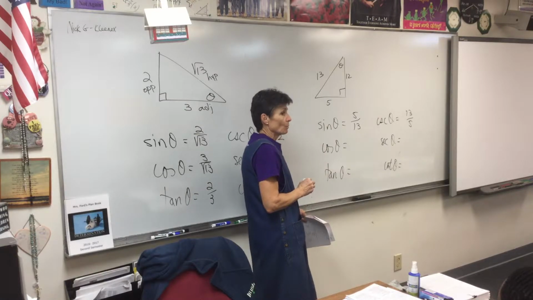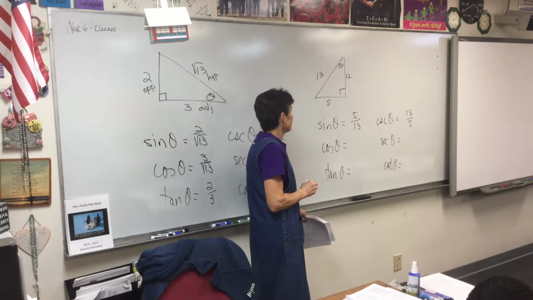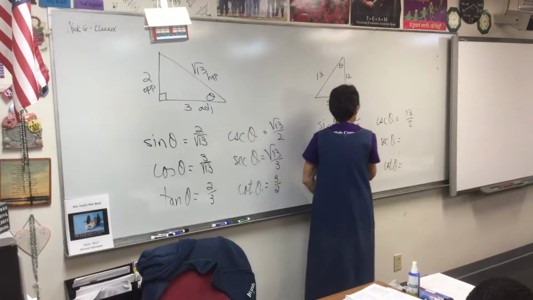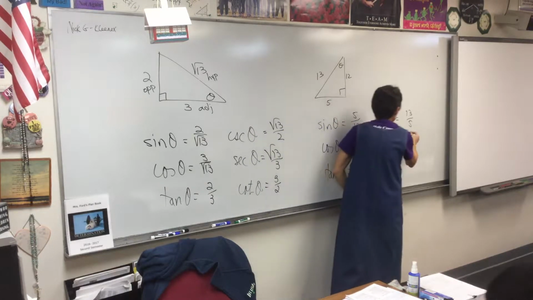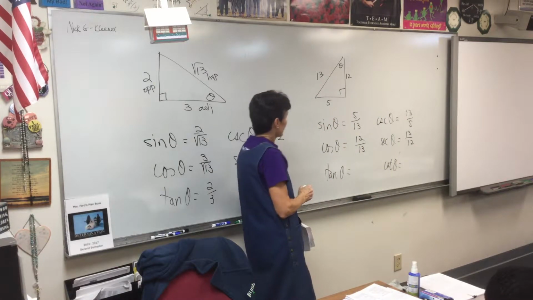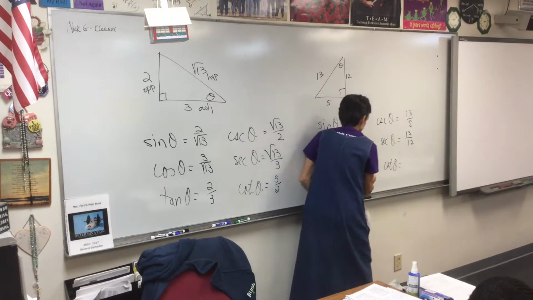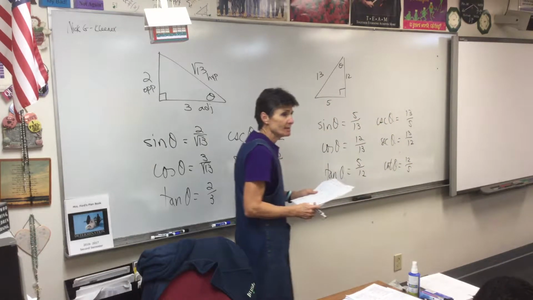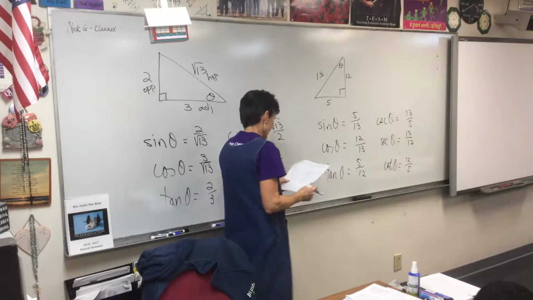What's my cosine? 12 over 13. So the secant is 13/12. What's my tangent? 5 over 12. So my cotangent is 12/5. Easy, easy, easy.